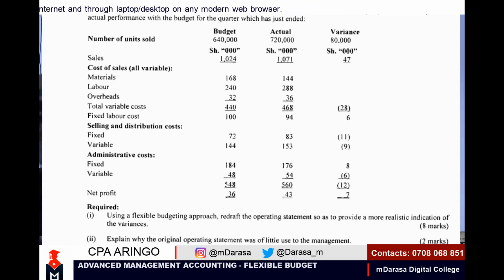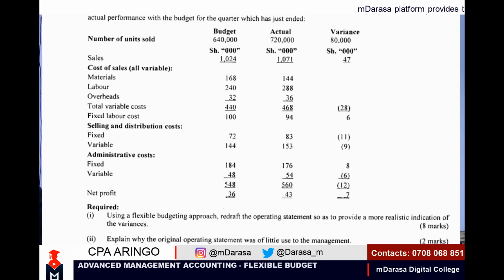So, number one component, I'm given what? If you are together, the first variable I'm seeing is material, right? We do have material, so I should be talking of our material. The budget figure I'm given is how much? 168. Next, labor, variable. The budget figure I'm given is how much? 240. Then variable overheads, OHDs, I'm given a figure of how much? 32. Good.